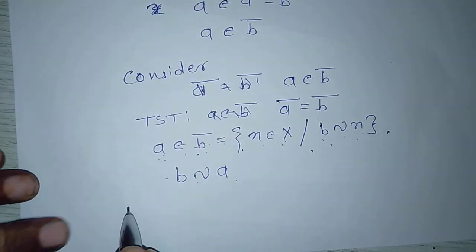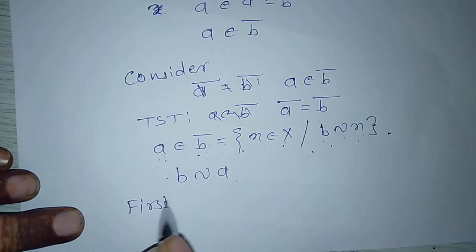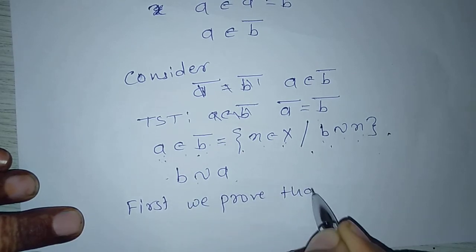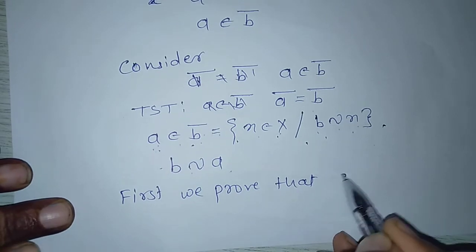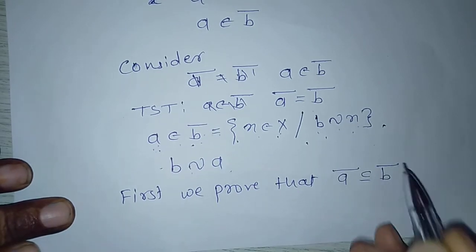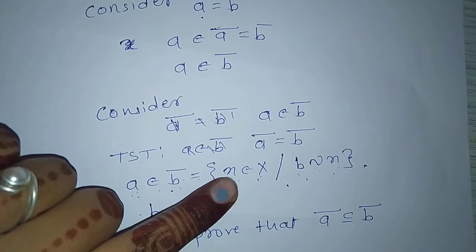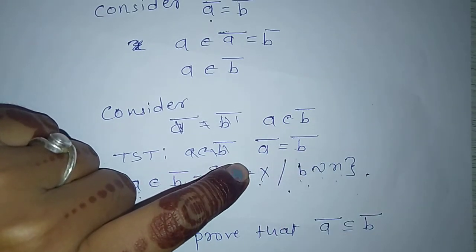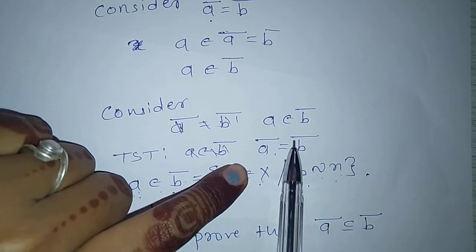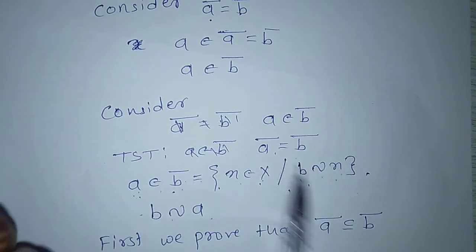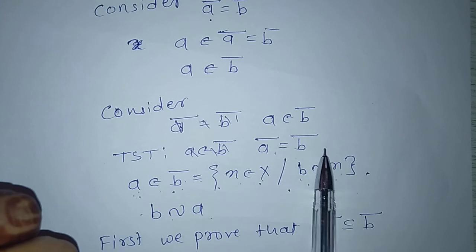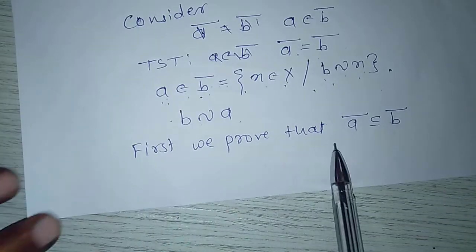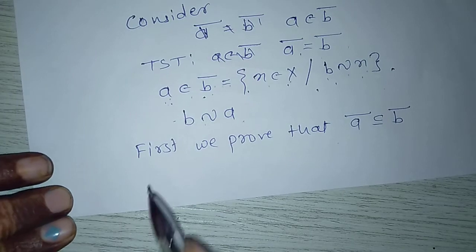First, we prove that A bar is a subset of B bar, because to show that A bar equals B bar, where A bar and B bar are two different sets. To show they are equal, first we show that A bar is a subset of B bar, and second we show that B bar is a subset of A bar. First, A bar is a subset of B bar.